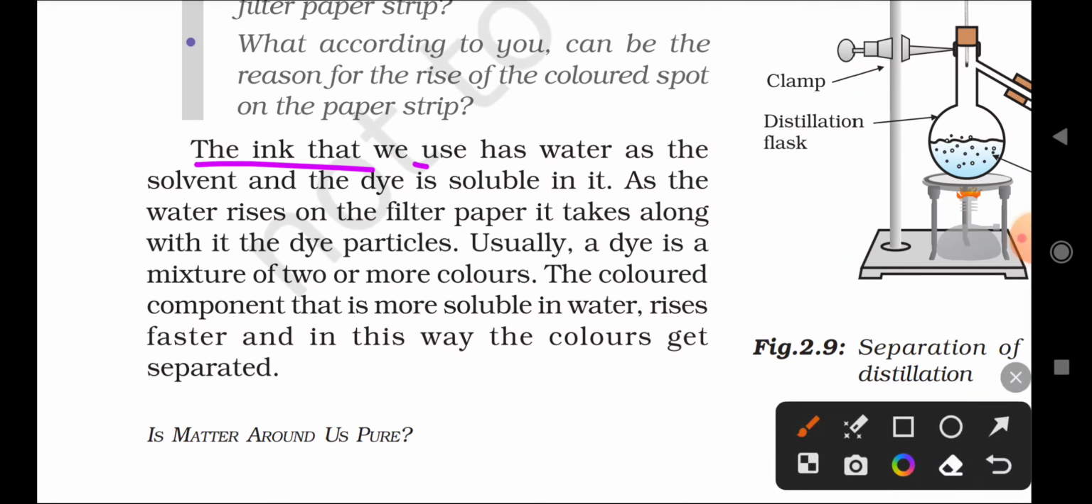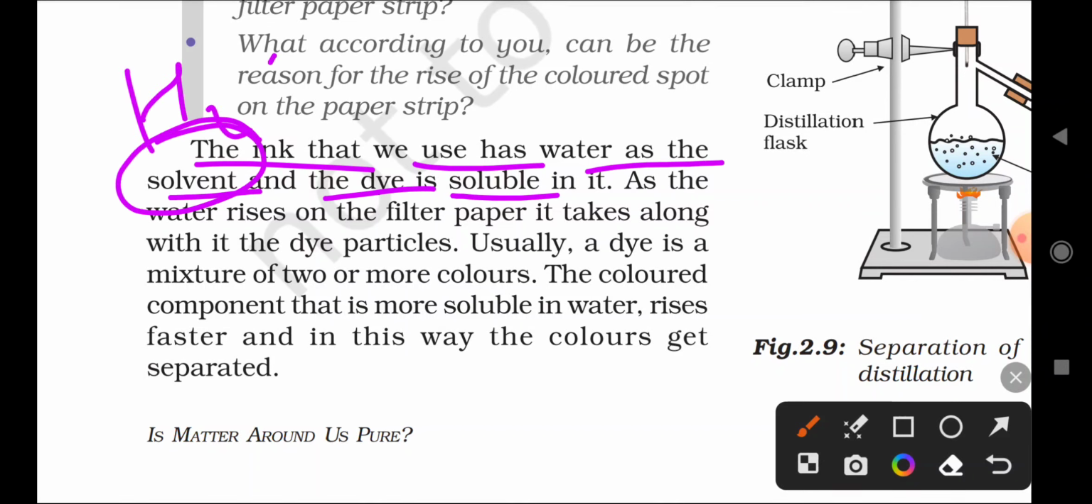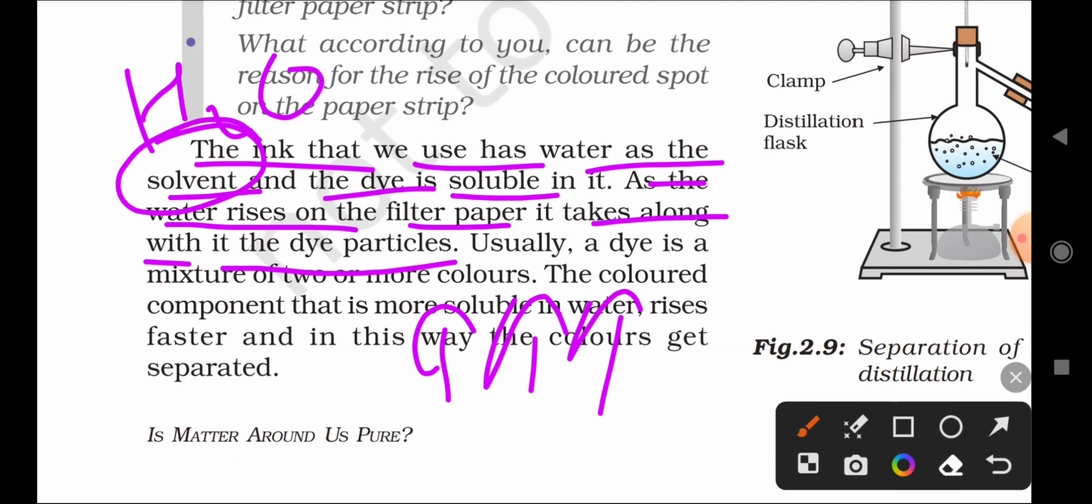The ink that we use has water as the solvent, which means it will dissolve other substances. A dye is soluble in a solvent like water, right? So as the water rises on the filter paper, it takes the dye particles along with it. Due to the heat, water molecules move upward and take the dye particles from the filter paper.